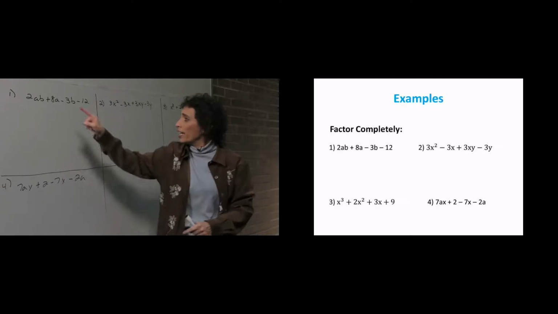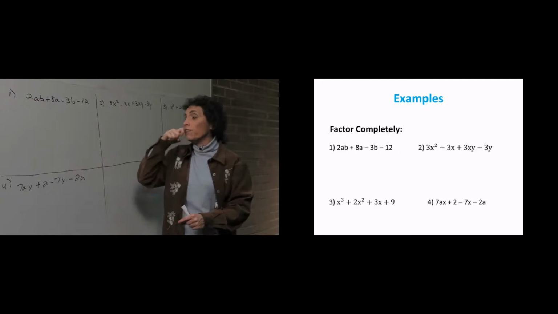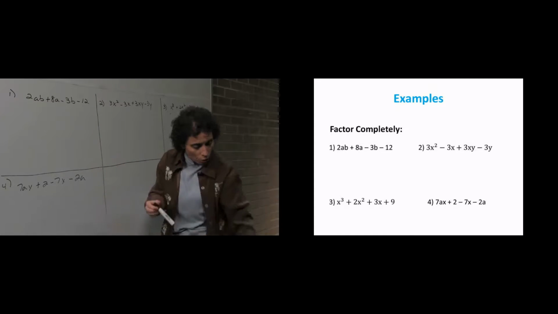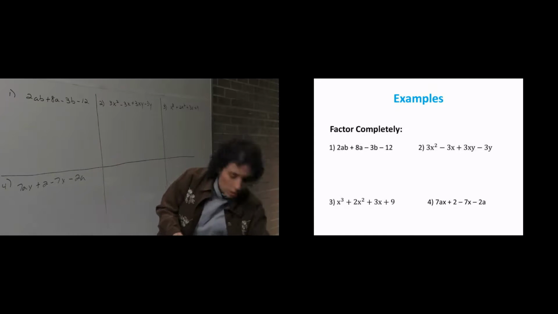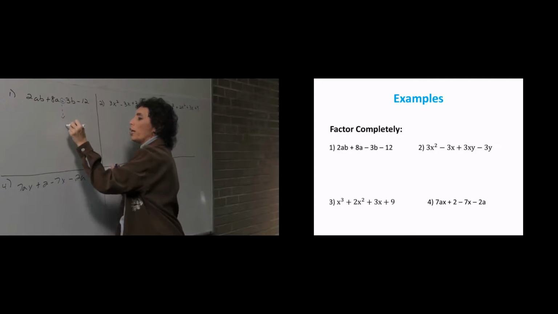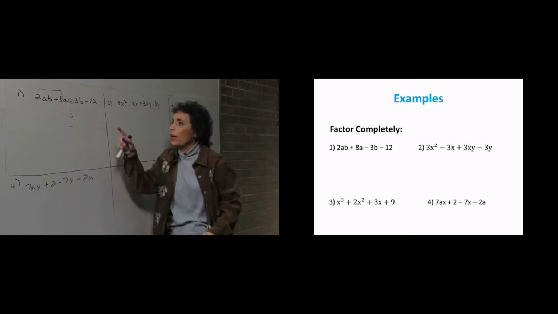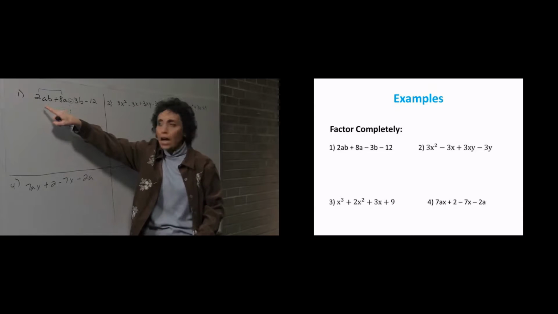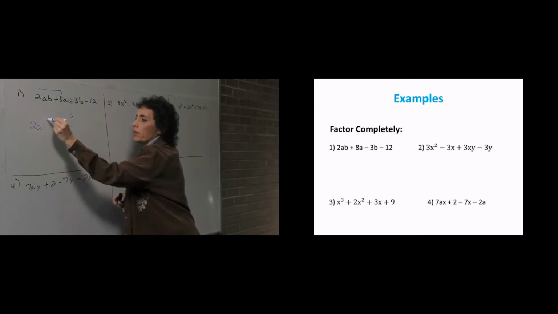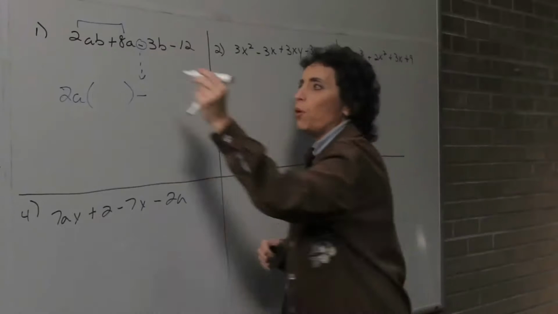Go to step 4, count your terms, 1, 2, 3, 4. Step 4a says if there's 4 terms, group them. So we're going to group them 2 by 2. We bring that middle sign down, that's a negative, and now we're going to group these two together. We're going to look at just the 2ab and the 8a, and they have a 2 in common, and they also have an a in common. Now we're going to make a big set of parentheses, and we're going to divide by 2a to both those terms.